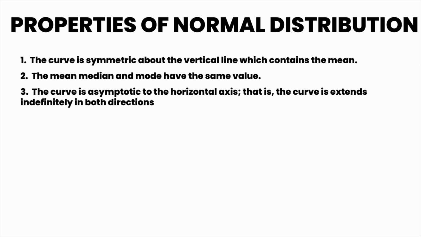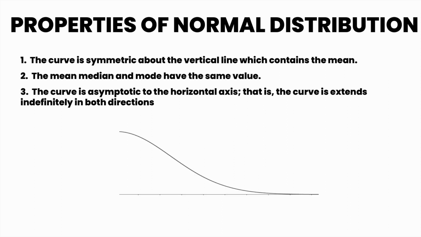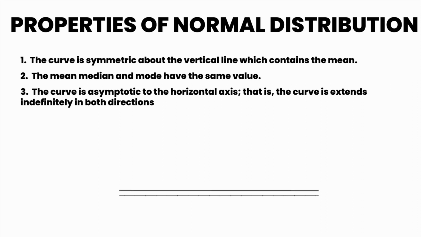Number 3, the curve is asymptotic to the horizontal axis. That is, the curve extends indefinitely in both directions. If this is our normal curve, let us extend this and zoom to the right. So this is what it looks like. As we extend this indefinitely, as you can see, the curve will never touch the x-axis.